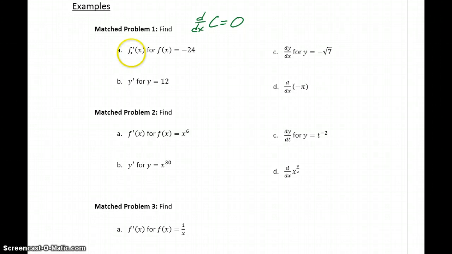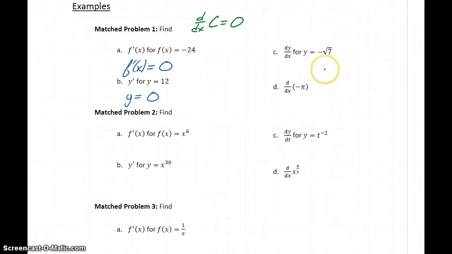So for instance, we want to find the derivative of our function f of x, which in this case is negative 24. So the derivative of negative 24 is, negative 24 is a constant, so that derivative is just 0. In part B, we want to find y prime, where y equals 12. So the derivative of this function y is again just 0 because 12 is a constant.